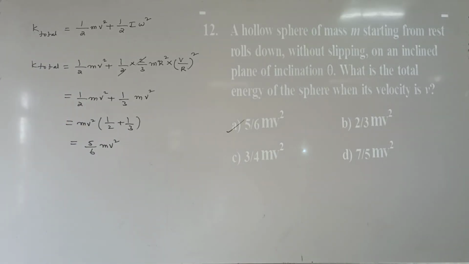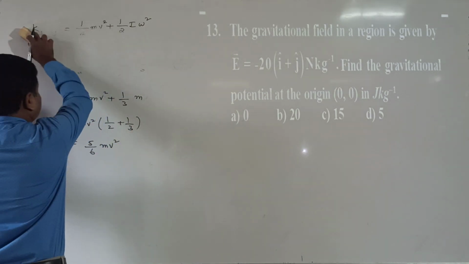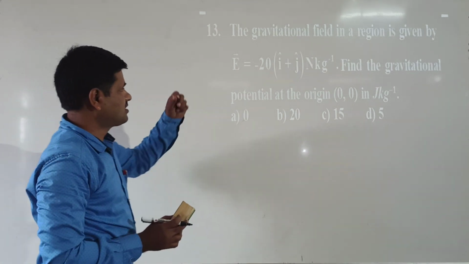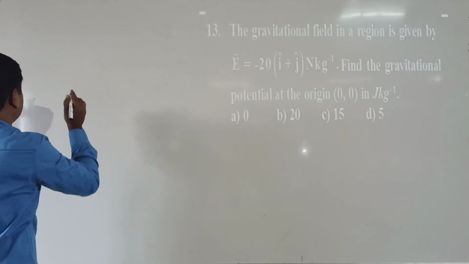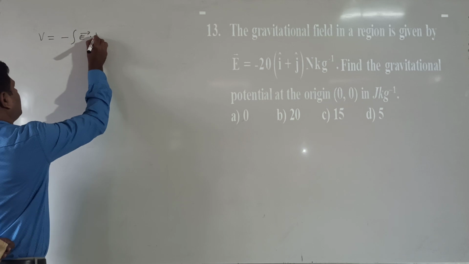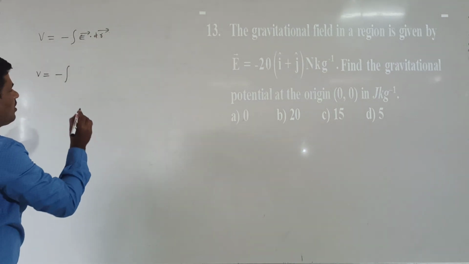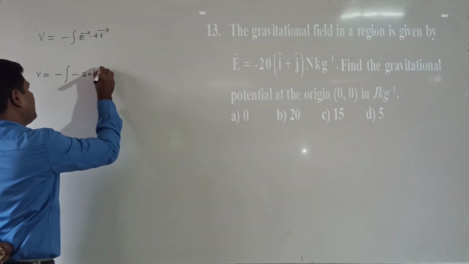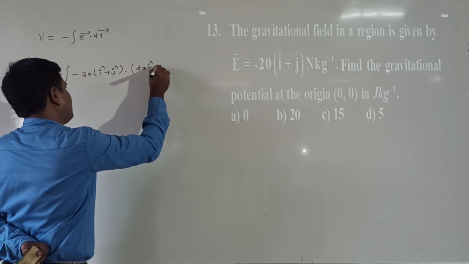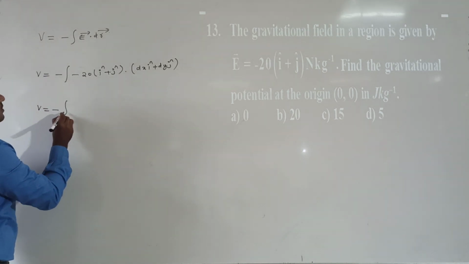Next we come to the 13th question. In the 13th question, the gravitational field is given, and we have to find the gravitational potential. We use the formula V is equal to the integration of minus E bar dot dr bar. E bar is equal to minus 20 times I cap plus j cap, and dr bar can be written as dx I cap plus dy j cap.